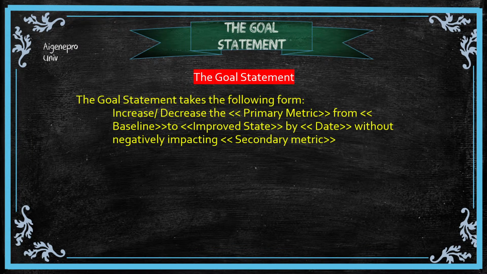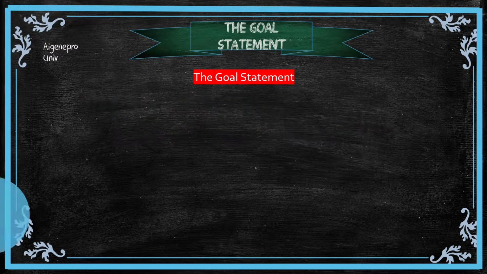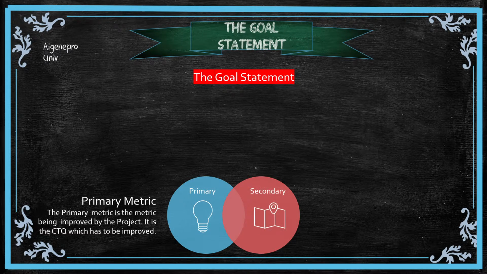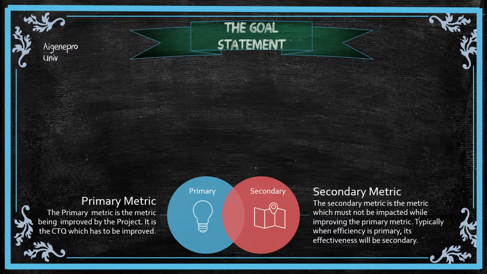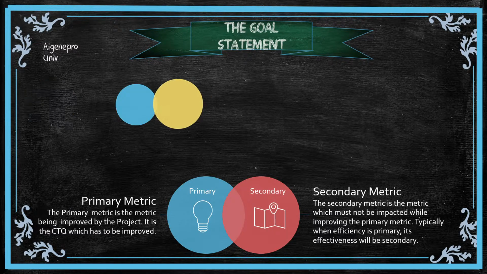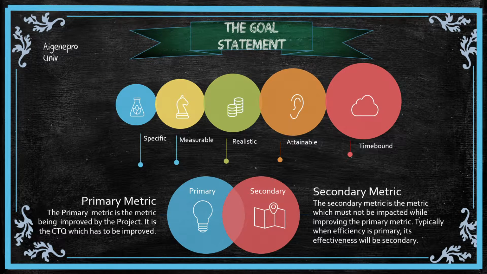The goal statement takes the following form. Increase or decrease the primary metric, from baseline to improved state, by a specific date, without negatively impacting the secondary metric. The primary metric is the metric being improved by the project. It is the CTQ which has to be improved. The secondary metric is the metric which must not be impacted while improving the primary metric. Typically, when efficiency is primary, its effectiveness will be secondary. Most importantly, the goal statement has to be specific, measurable, attainable, realistic and time-bound.